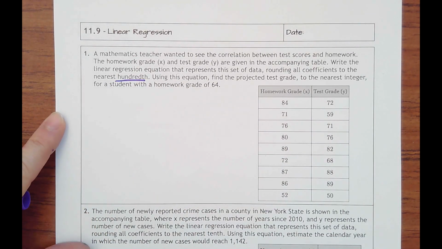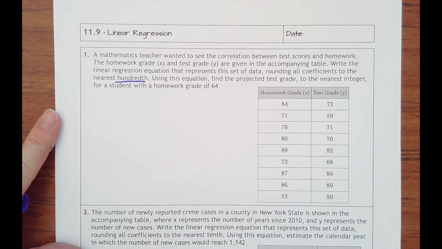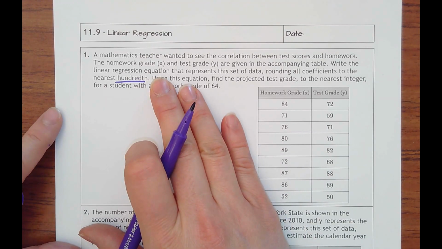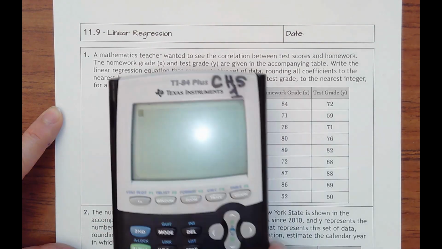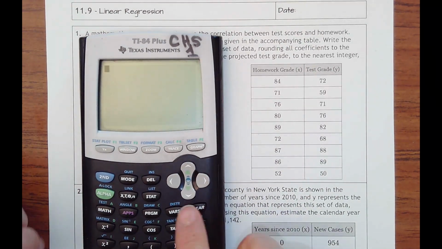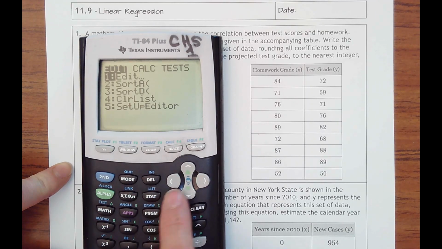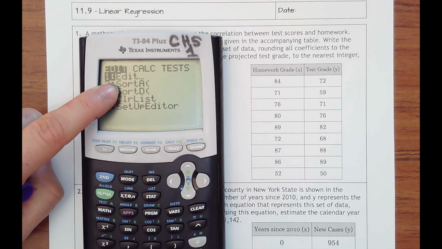Using this equation, find the projected test grade to the nearest integer for a student with a homework grade of 64. So ignore this last sentence for now. What we need to do is use our calculator, and you need to go to Stat. It's right here under the delete button. You need to edit, so it's already on that.